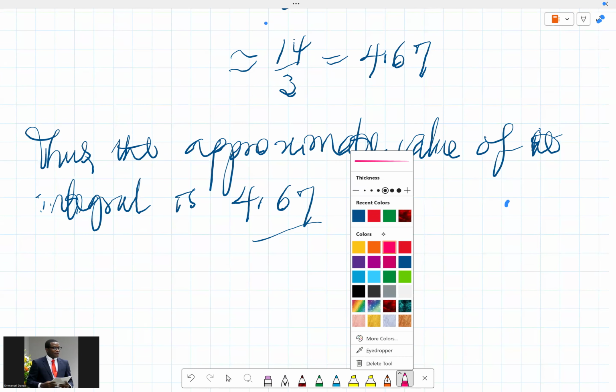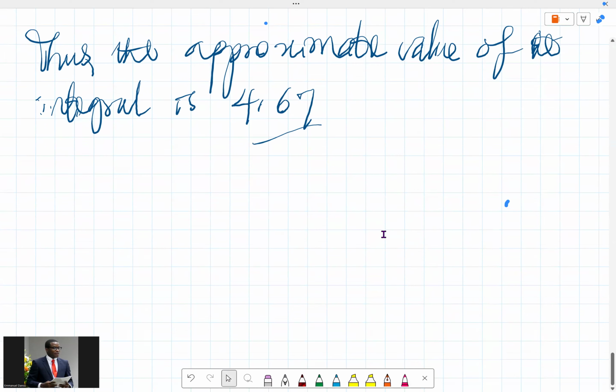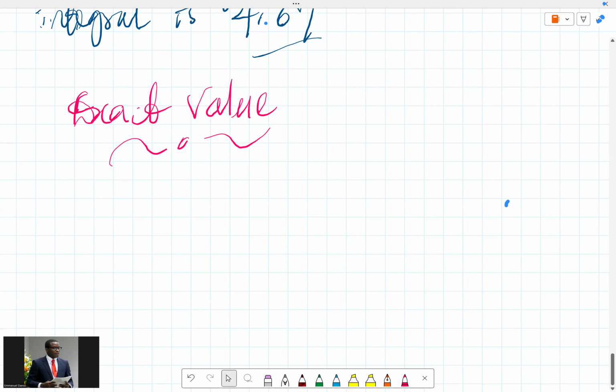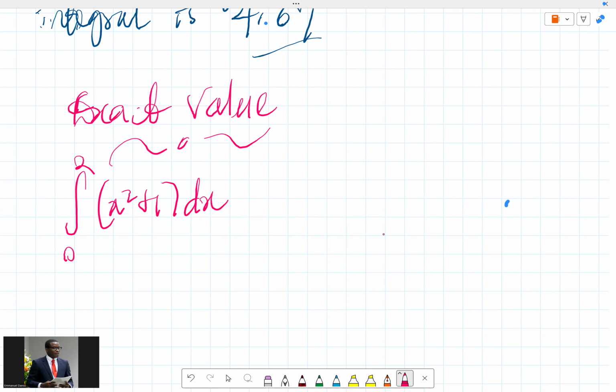Okay, let me go here. So if you check with the exact value, we have the integral from 0 to 2 of x squared. Normally, numerical application is best for things that cannot be easily integrated, but we use things that can be easily integrated so we can see how efficient the numerical method is.